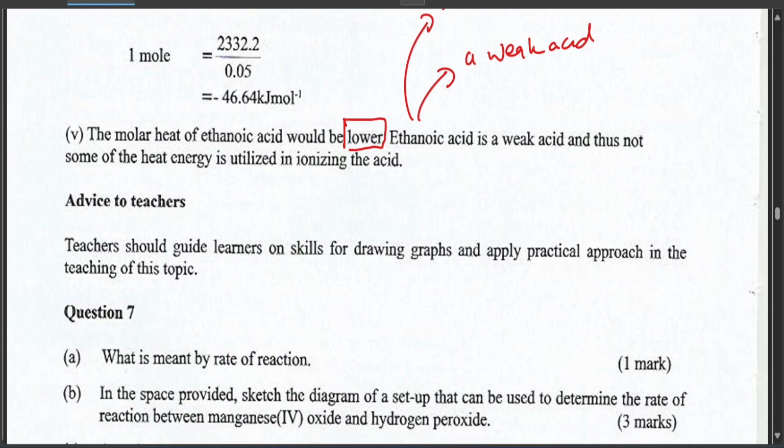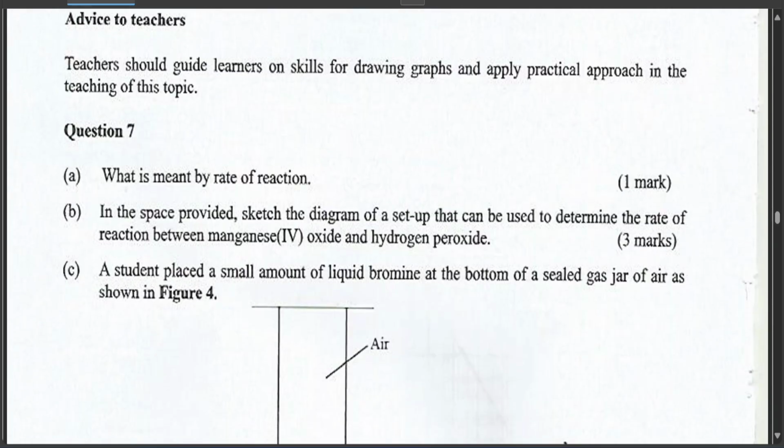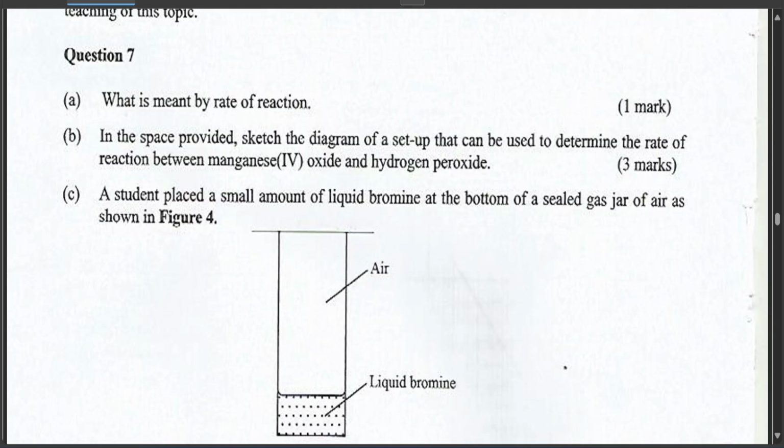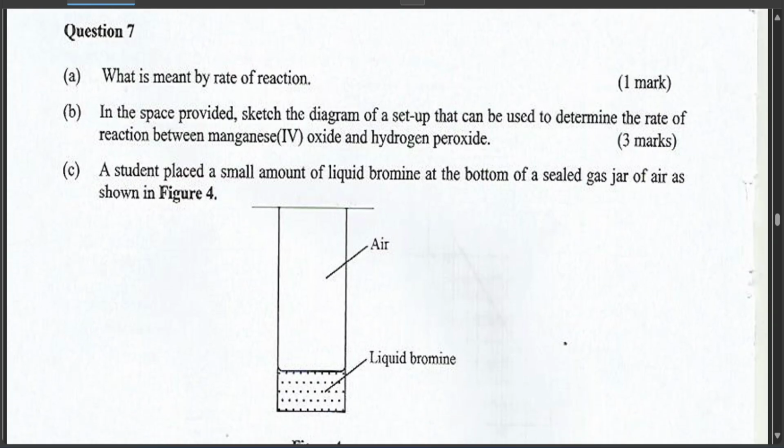So the last question was about rate of reaction. The question was asking: A, what is meant by rate of reaction? B, in the space provided, sketch the diagram of a setup that can be used to determine the rate of reaction between manganese oxide and hydrogen peroxide. And C, a student places a small amount of liquid bromine at the bottom of a sealed gas jar of air, as shown in figure 4.